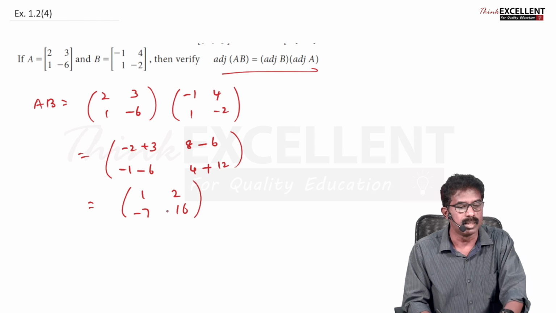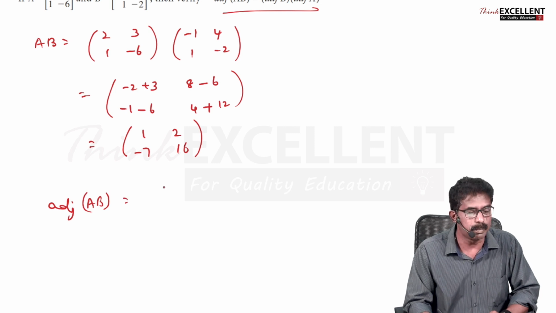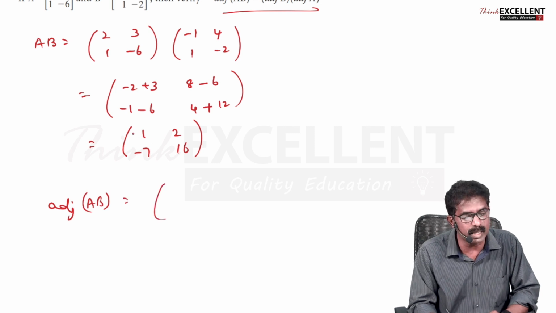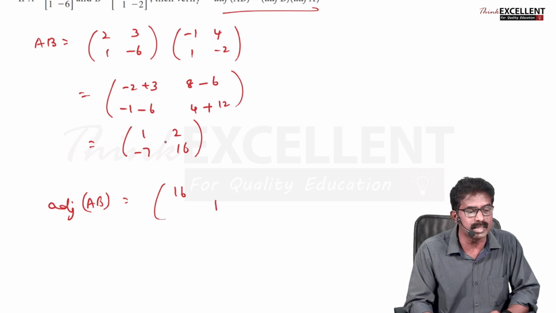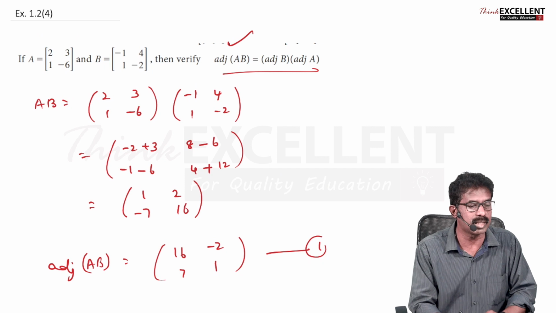This is AB. Then the left side is what? Adjoint AB. Adjoint AB means just two changes, right? Principal diagonal interchange: 1, 16, you write 16, 1. Other two elements, you change the sign. 2 becomes minus 2 and minus 7 becomes plus 7. That is equation number 1. This is the answer for what? LHS. RHS you can complete it.